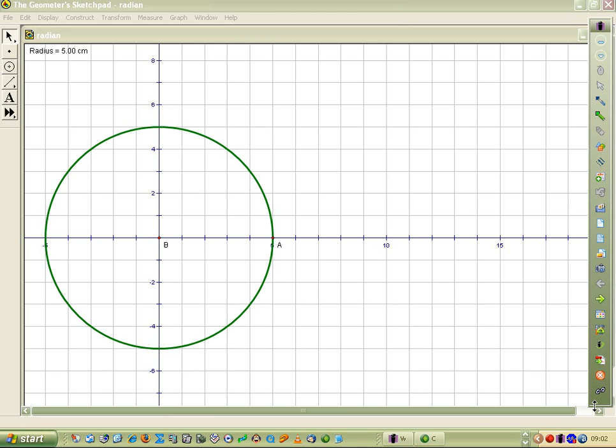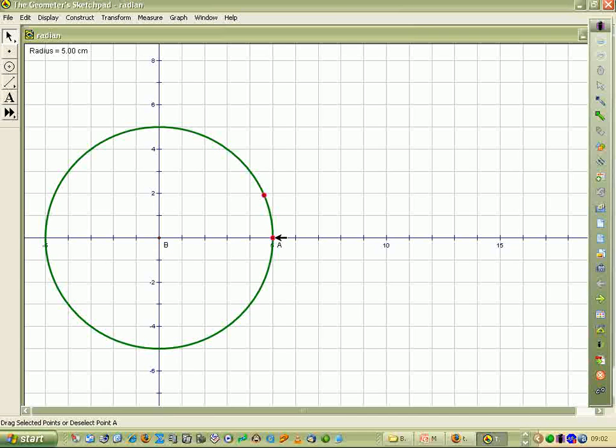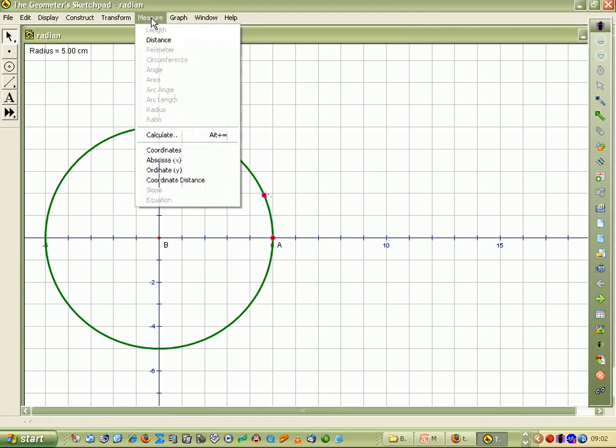Now, what I've done is I've used GeoSketchpad to draw a circle up here. And you notice that I measured the radius. The radius is 5 centimeters. So this is a circle with a radius of 5 centimeters. I've placed a point on this circle, and I want to measure the distance of this arc from point A to this point up here. I'll just say measure.